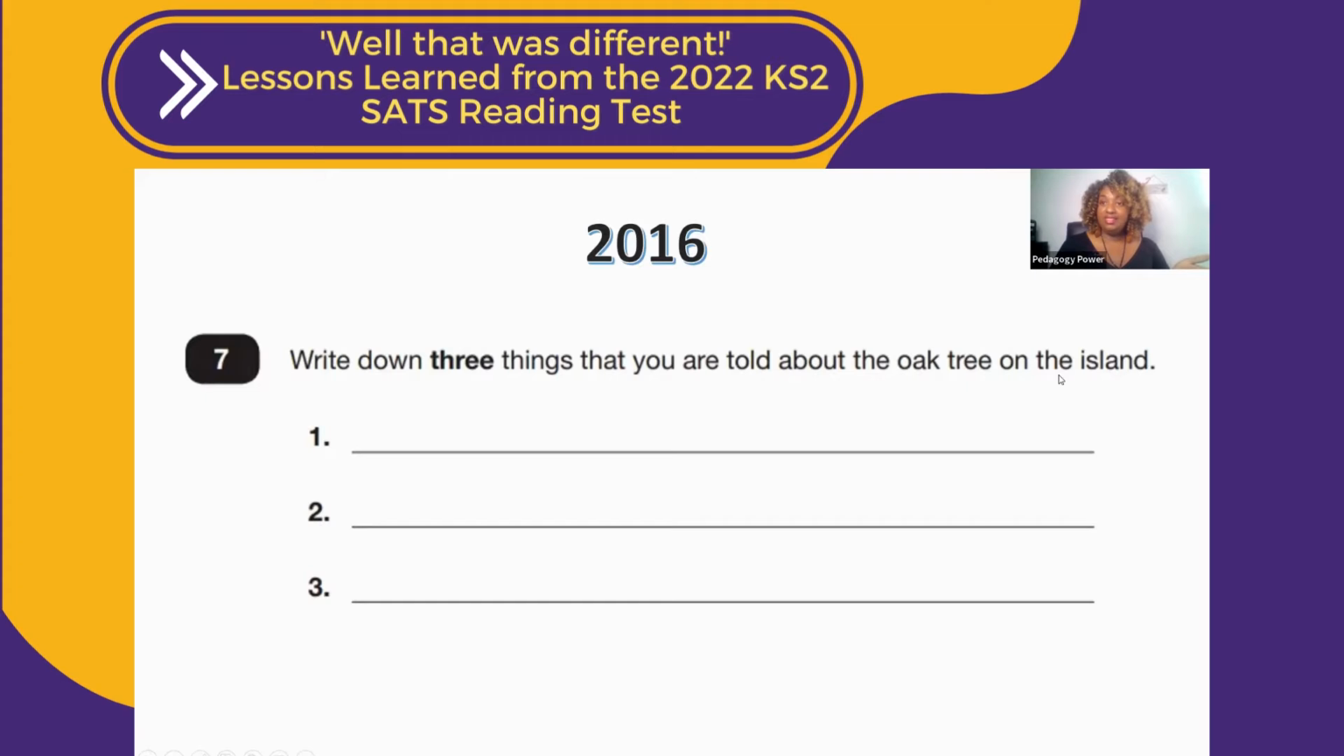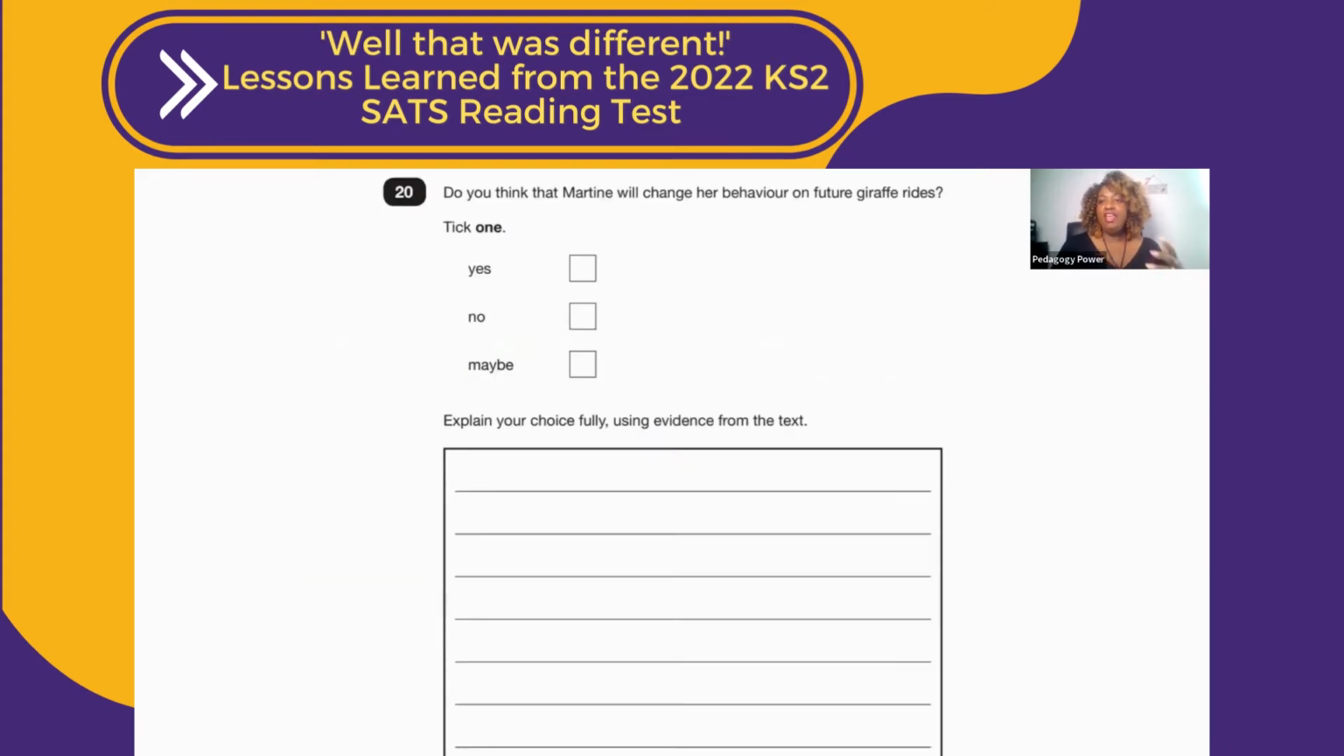So in this 2016 paper, let's take a look at the 3 markers as they present themselves. So you've got this write down 3 things style of question where we've got three items in a list that children need to identify in order to gain the marks. Okay, and then we've got this style of 3 marker where you're actually choosing a perspective and then you're writing a fully developed response, inferring and justifying from the text.